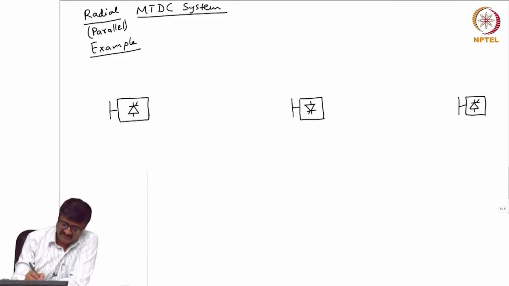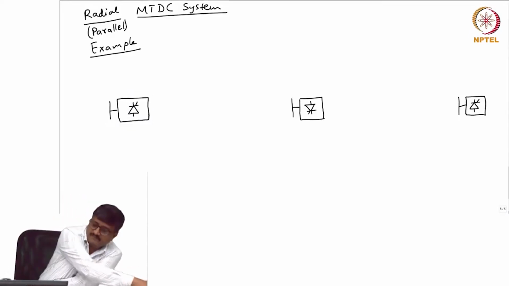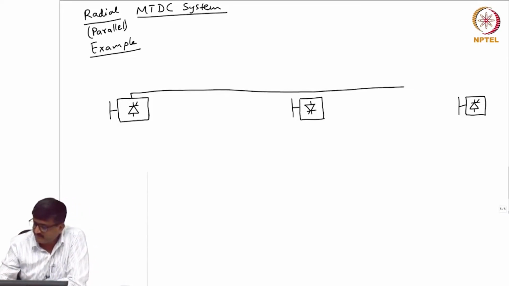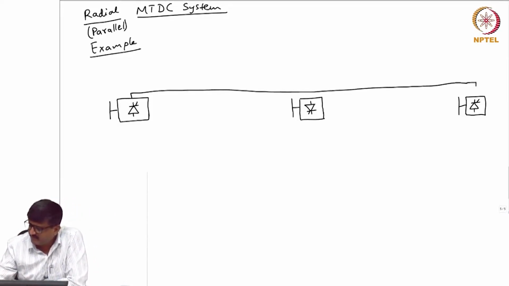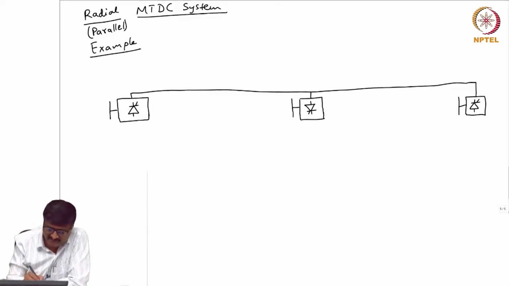So, on the DC side there are 2 wires. I connect the positive terminals of all the converters. Similarly, I connect the negative terminals of all the converters.